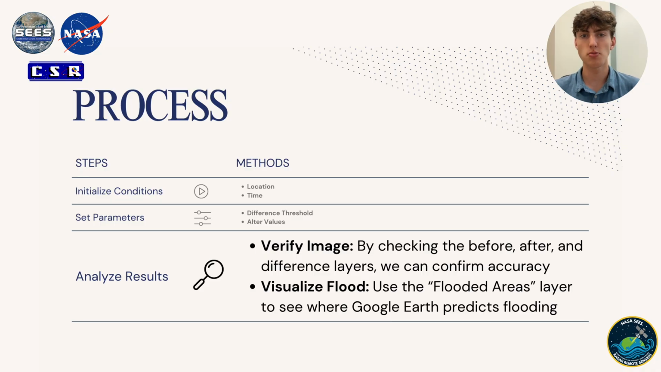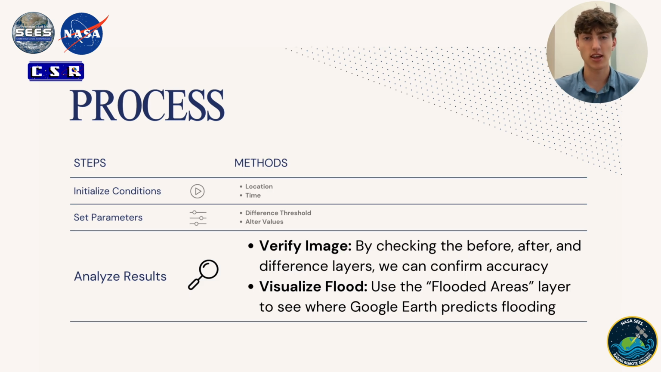After determining all of our parameters and running the program, Google Earth Engine produces a few different layers, including the before flood, the after flood, the difference layer, and the flooded areas. The before flood layer shows the terrain from the before date that we set, while the after flood layer shows the terrain from the after date that we set.